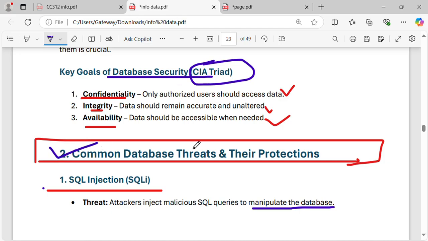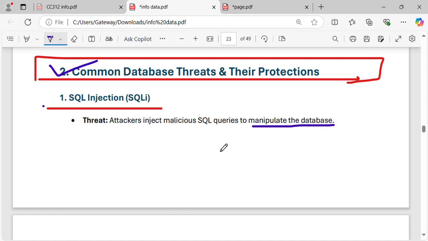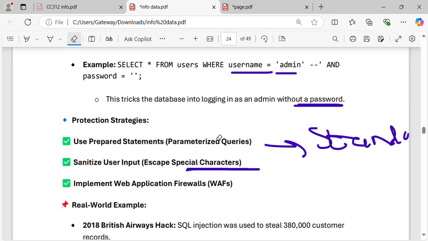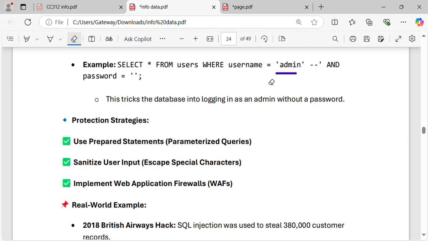These are common threats and the protections we can apply for database security. We have SQL injection. We talked about this previously: attackers inject malicious SQL queries to manipulate the database. For example, in this query, can you guess what is really bad here that can cause malicious behavior? We are saying select from users where username is this and password is this, right? Now you can see that the user is admin and the password is nothing.